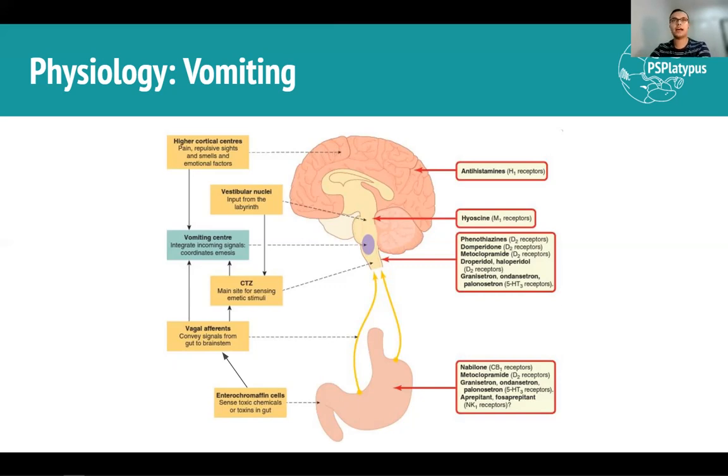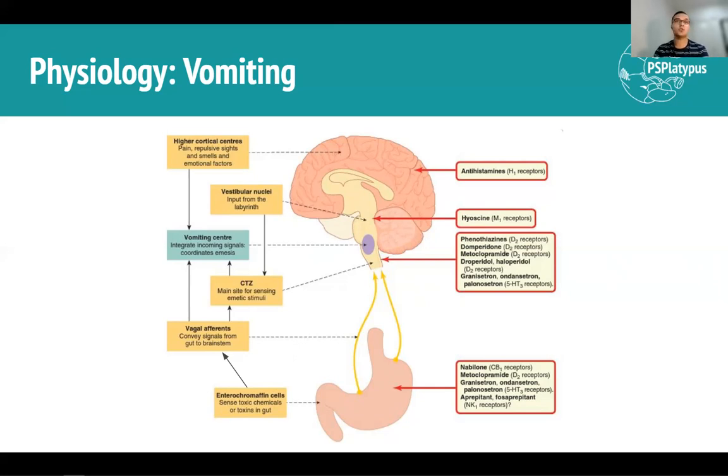You also have cells in your gut called enterochromaffin cells, and these sense toxic chemicals or toxins in the gut. Again, it makes sense from here to induce vomiting because you want to get rid of that substance in the gut as soon as possible and minimize absorption of it into your body. You also have higher cortical centers, and these are centers that are going to induce vomiting in response to being emotionally overwhelmed, having a lot of pain, seeing something repulsive, or even smelling something really repulsive, and that's going to induce vomiting in that scenario.